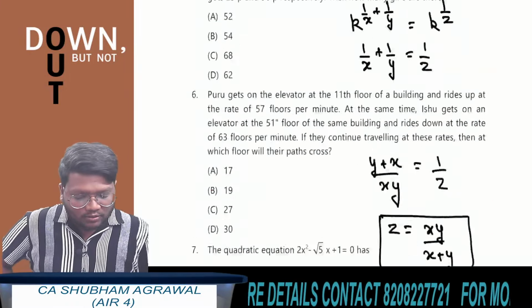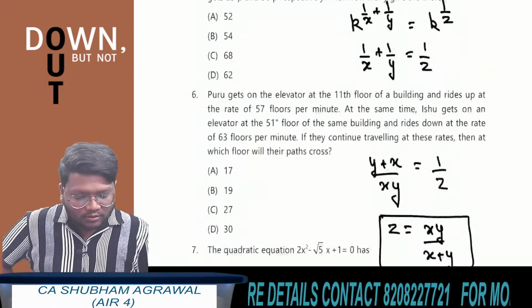How to find mean proportional? We have to multiply these two numbers, and then we have to take the square root of it. So 12x square multiplied by 27y square, and then we have to find the square root of it.